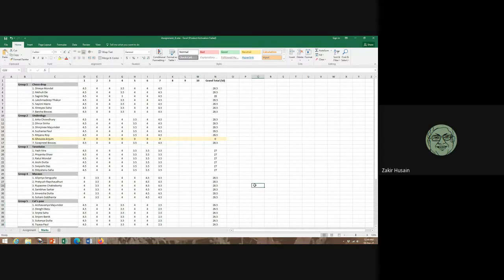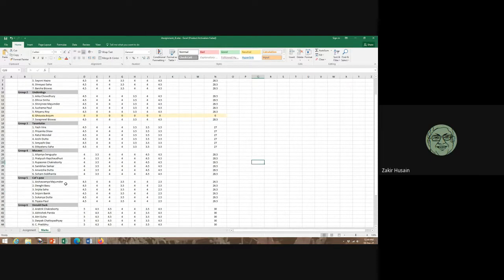Can you type it out or can your group decide and let me know? Okay, group 5, Aishwarya, you tell me, who will share?